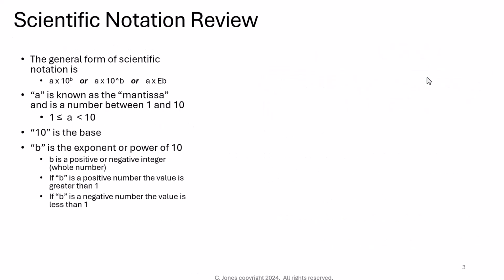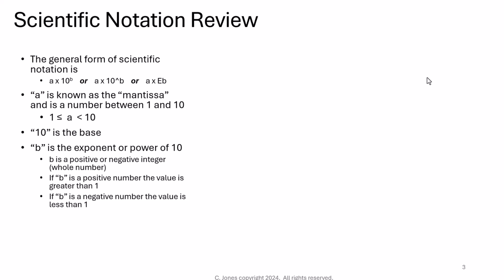The general format for scientific notation is A times 10 to the power of B. But in some cases, we may use a slightly different variation of this. For example, A times 10 to the caret B, or A times EB, where E is exponent. The E there means exponent B, and that's taking the place of the number 10.